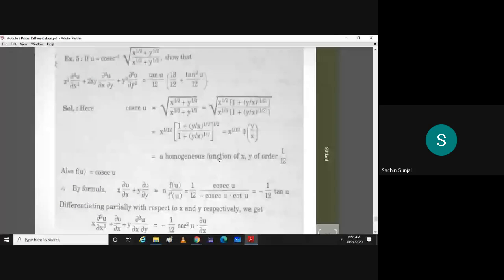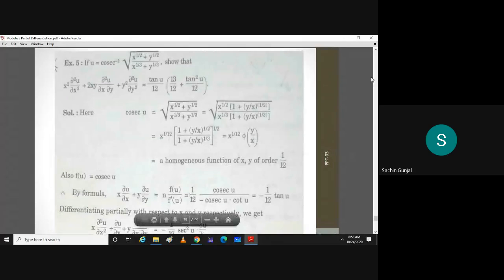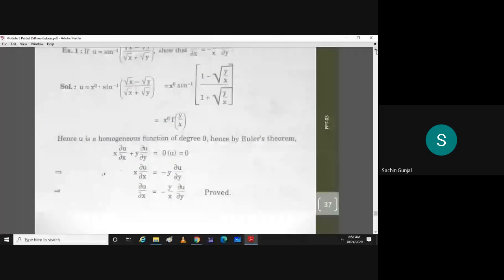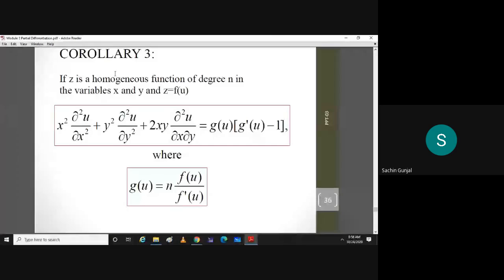So corollary number 3, what does it say? If u is not homogeneous but f of u is homogeneous, then x square del 2u by del x2 plus 2xy del 2u by del x del y plus y square del 2u by del y2 is equal to g of u into g prime u minus 1. So g of u is equal to n into f of u upon f dash u. So n is 1 by 12, and f of u is cosec u.